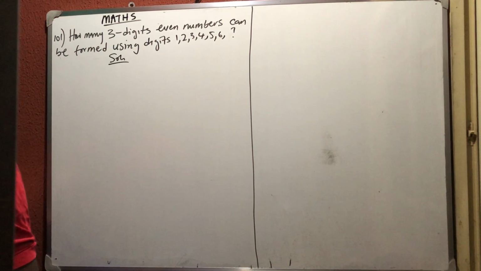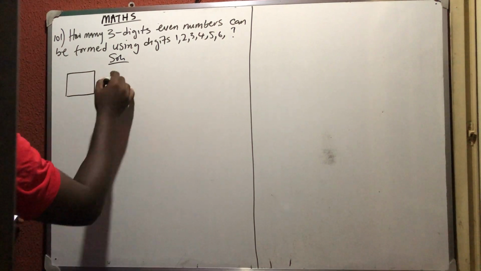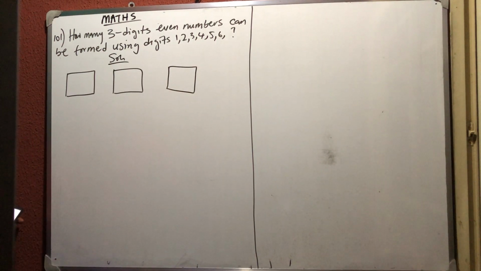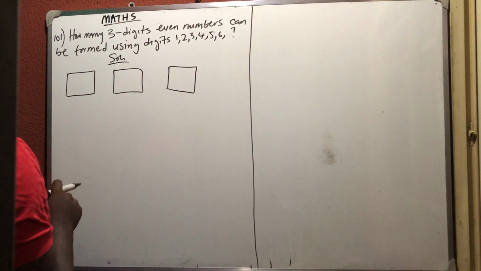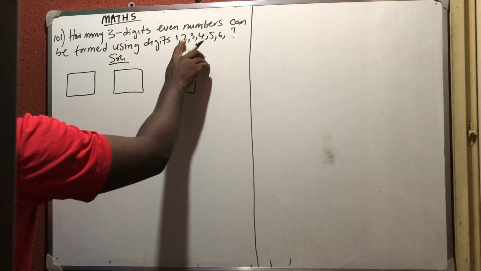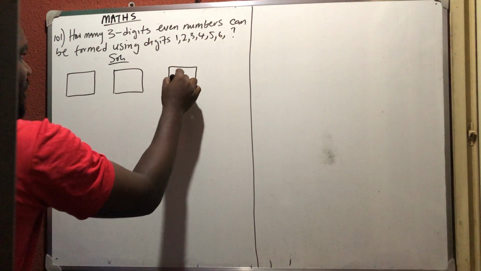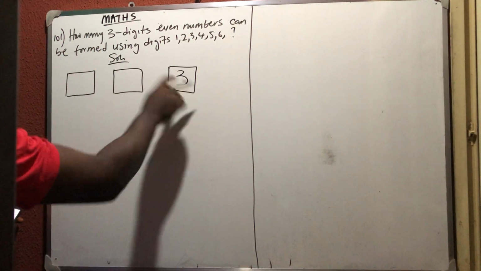So they said, how many 3-digit even numbers can be formed using the digits 1, 2, 3, 4, 5, 6? So we want to form an even number, and there are 3 boxes: first box, second box, third box. These are the 3 digits we want to form. Anytime you want to form an even number, what makes a number even is when the last digit is even. Are you getting it? So if you check the even numbers we have here, this is 2, 4, 6. So any of them can come here. So we have three chances. 3 numbers can be used to form the last digit.